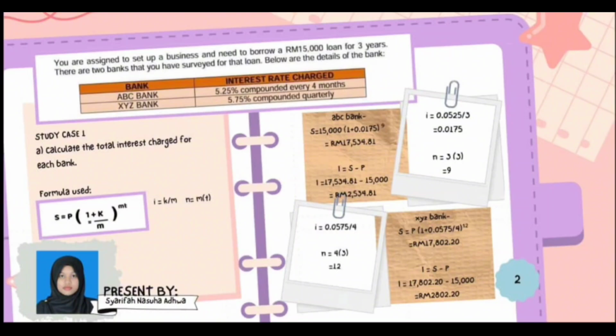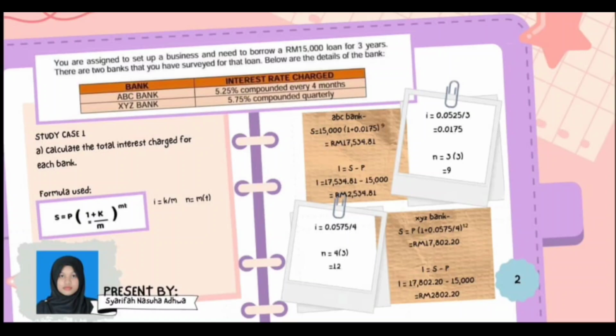Now, we are going to look for the interest. The formula for interest is I equals S minus P. We already get the S and we already got the P. So we just fill it in. I equals 17,534 ringgit with 81 cent minus 15,000. The answer for the interest would be 2,534 ringgit 81 cent. Next, we are going to find the interest for XYZ Bank.